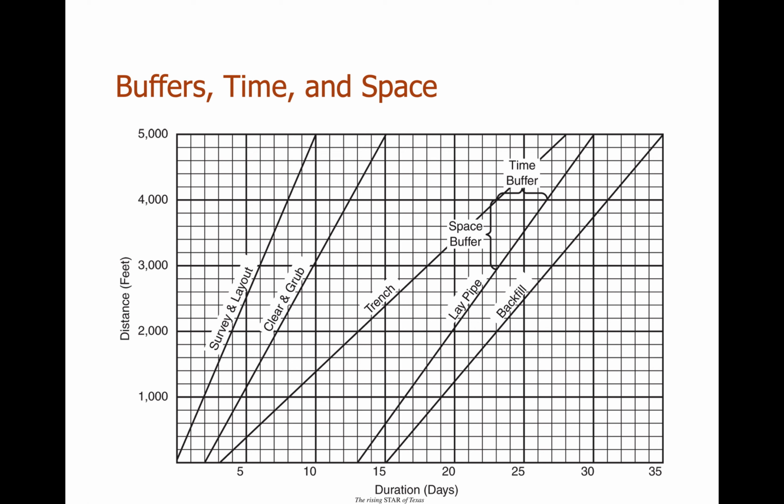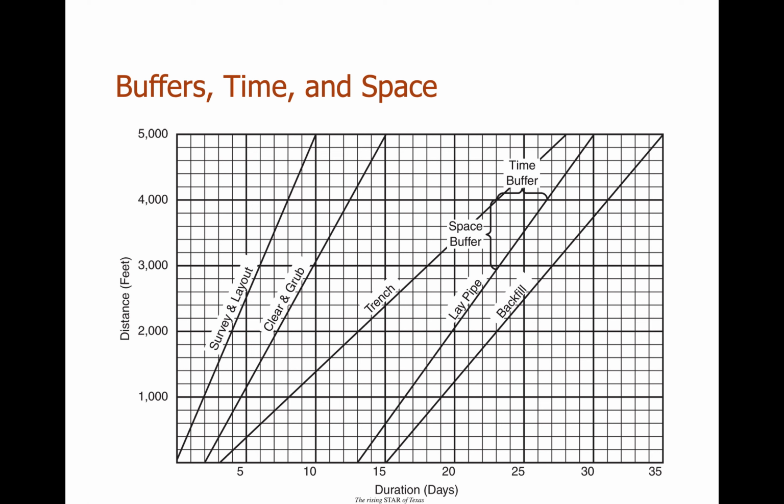The easiest way to memorize these and figure these out is that duration is on the x-axis and it's in units of time, days. So the time buffer would have to correspond to the horizontal distance. Same thing with the space buffer, that refers to distance in feet, and that's on the vertical axis. So that should refer to a space buffer, the vertical distance between the two lines.